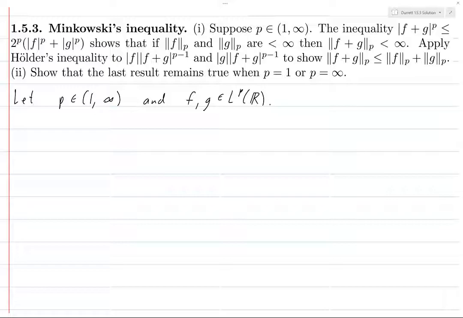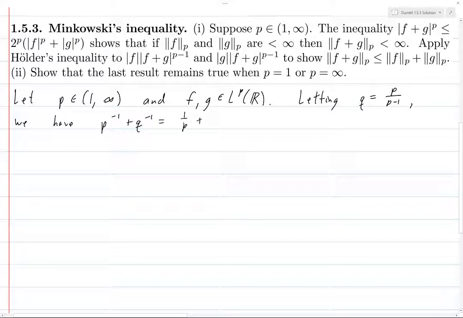So, letting q be the conjugate exponent to p, so it's p over p minus 1. What we need is p inverse plus q inverse to equal 1. And of course, with this choice of q, this is precisely p over p, which is 1, which is exactly what we need for Holder. And we also have this useful fact that if we take this p minus 1, move it to the other side, and take the q, move it to the other side, we have p minus 1 equals p over q.